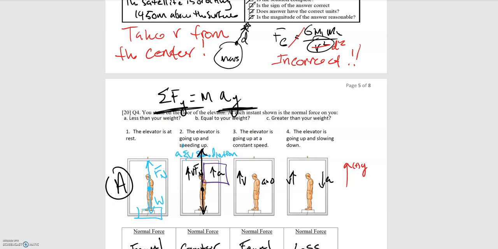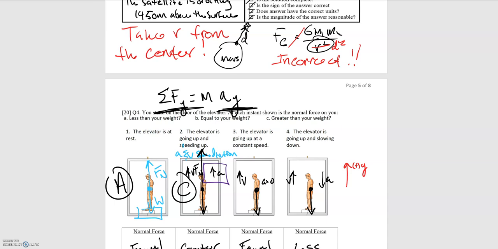Is it greater than, less than, or equal to? Well, the normal force, or the reading from the scale, is going to be greater than, because that force is greater than the weight. So that's C. Drawing the weight so that it's the same as the other ones, here and here.